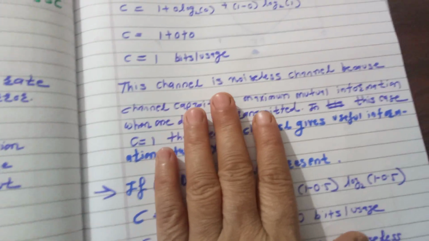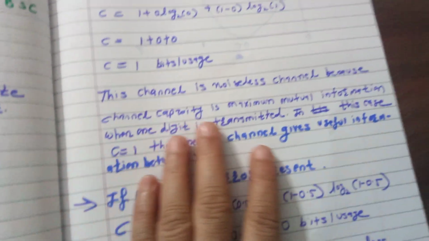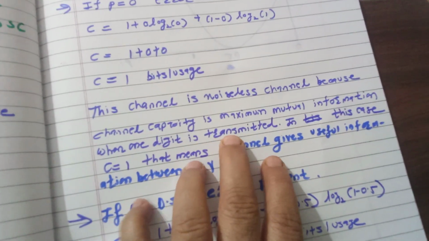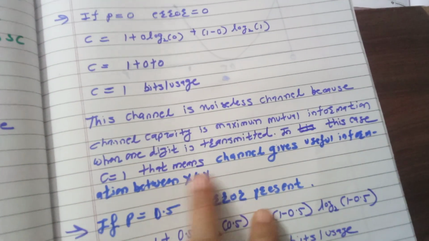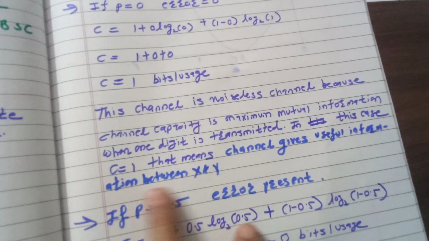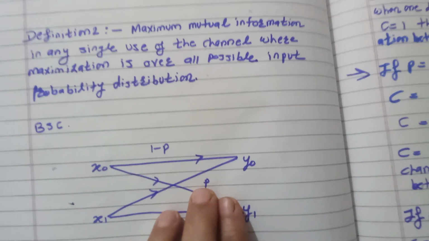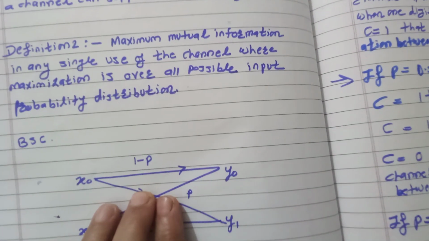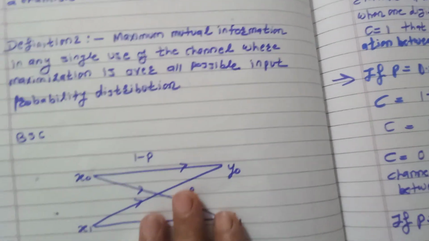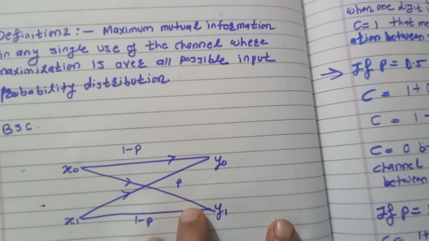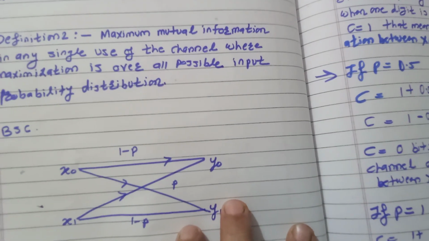So here I have written that the channel is a noiseless channel because channel capacity is maximum in mutual information when one digit is transmitted. In this case, C equal to 1, that means the channel gives useful information between X and Y. In simple language, I can say that if P equal to 0, that means there is no error. We already know that for P equal to 0, error is not there. In that case, we have calculated capacity C, and we are getting 1 bit per use.